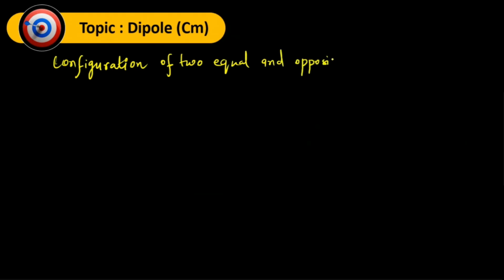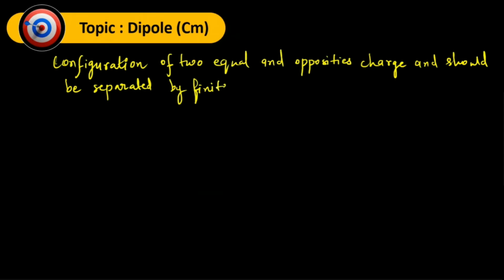First of all, let us define what a dipole is. A dipole is basically a configuration of two equal and opposite charges. Equal and opposite charges means the magnitude of these two charges is the same, but the nature is opposite, that is positive and negative. And they should be separated by a finite distance. So that is something you need to keep in mind. Generally, the distance which we assume exists between these two charges is twice of a.